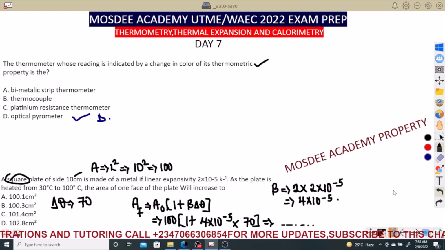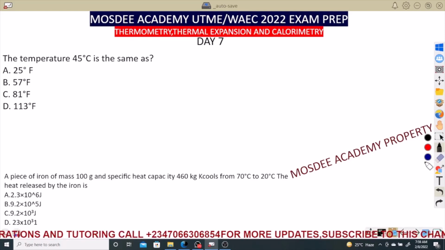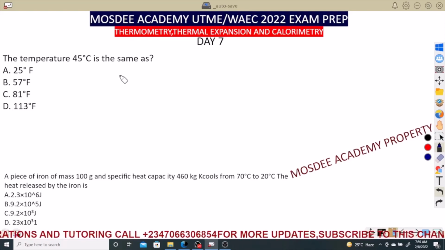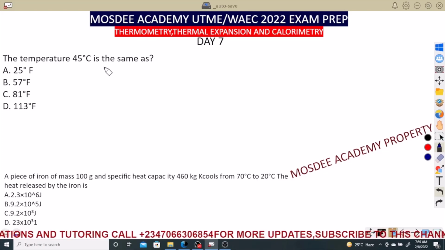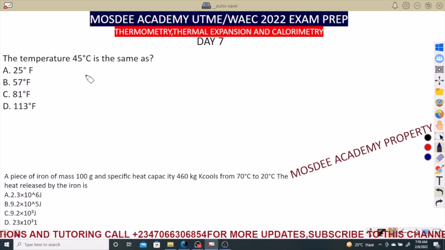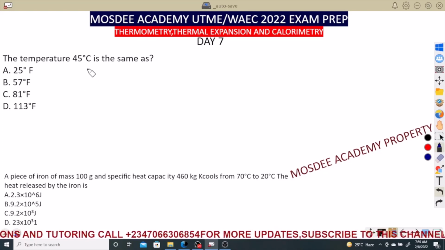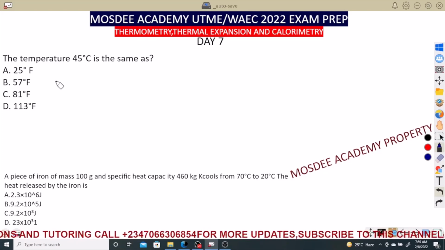The next question for today, question 5. We are also solving a question on thermometry, which is conversion of scales of temperature. There are 5 basic scales of temperature conversion, but for your level, you were taught only 3, which is not that bad. So you might have studied how to convert from degrees Celsius to Fahrenheit.